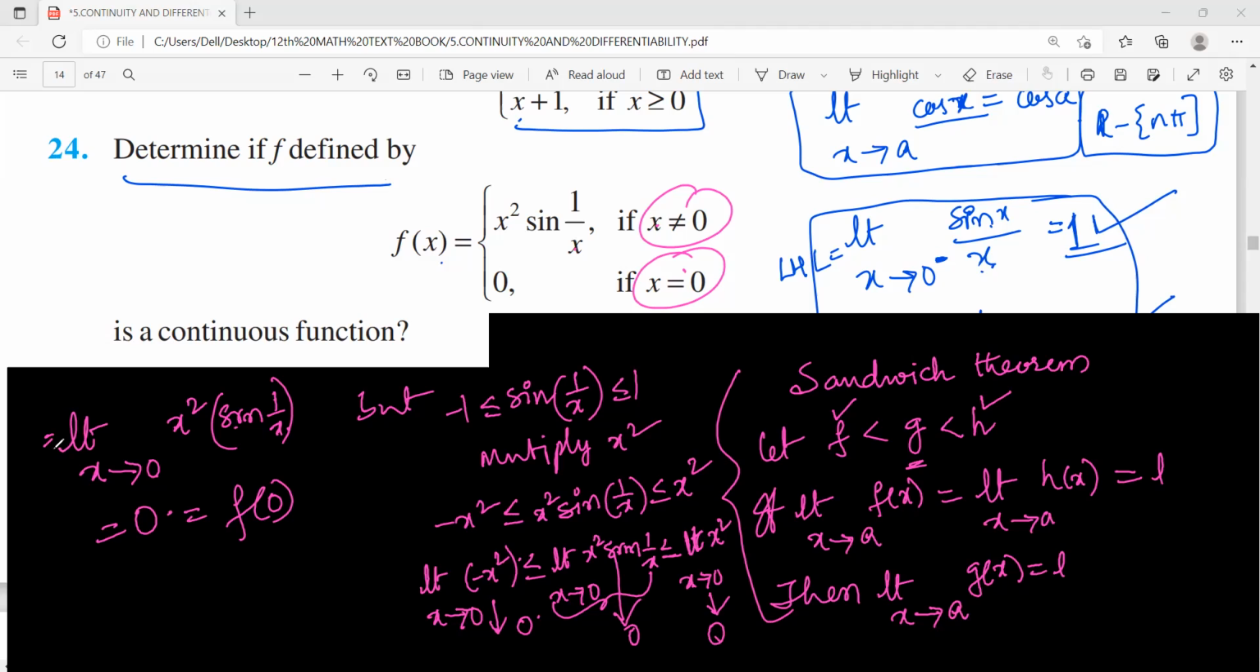So it's continuous. Therefore, here limit x tends to 0 of f of x is 0, which is equal to f of 0. Other points you need not check. You have to note this sandwich theorem.